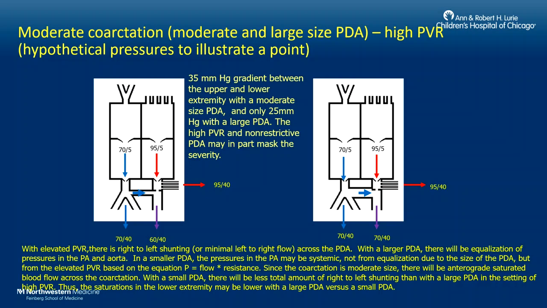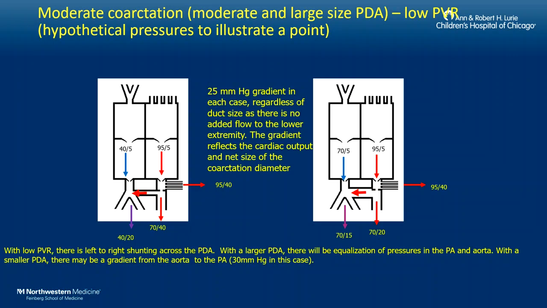A big thing here is the lower extremity desaturation. As opposed to moderate coarctation with low PVR, where we're going to have normal sats in the lower extremity. However, now you're going to have some gradients that are going to be exposed.